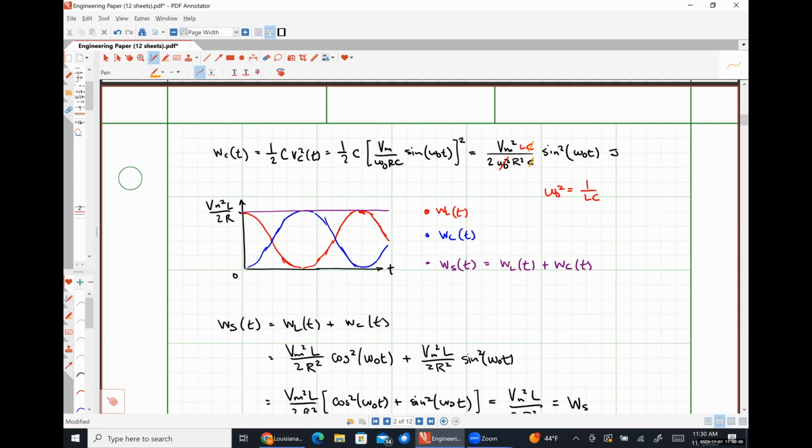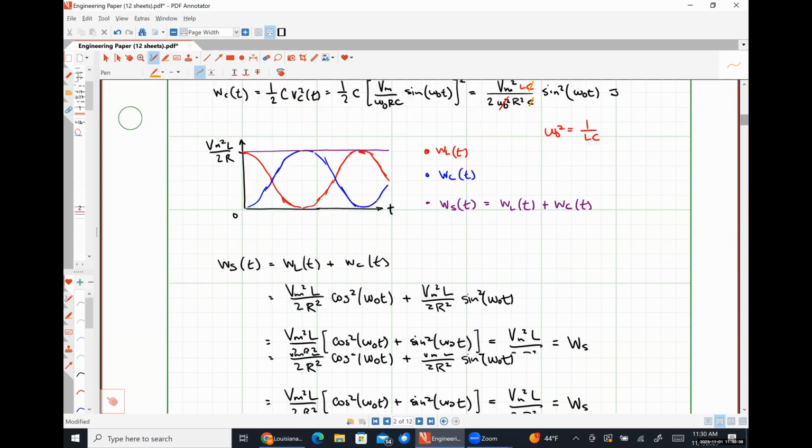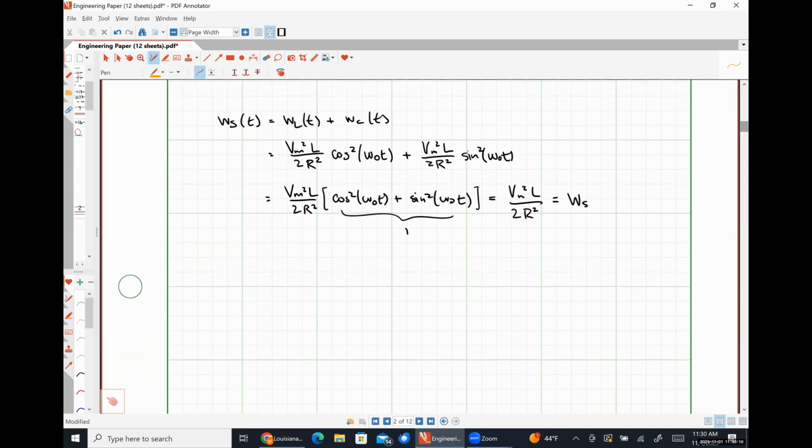Okay. Any other questions for this part right here? So this is our total energy stored. Yes, sir. WS is constant? That's correct. It's a constant value, not related to time one bit. Pretty interesting situation going on here, right? We have signals that are oscillating in time, but our energy stored is very specifically constant.